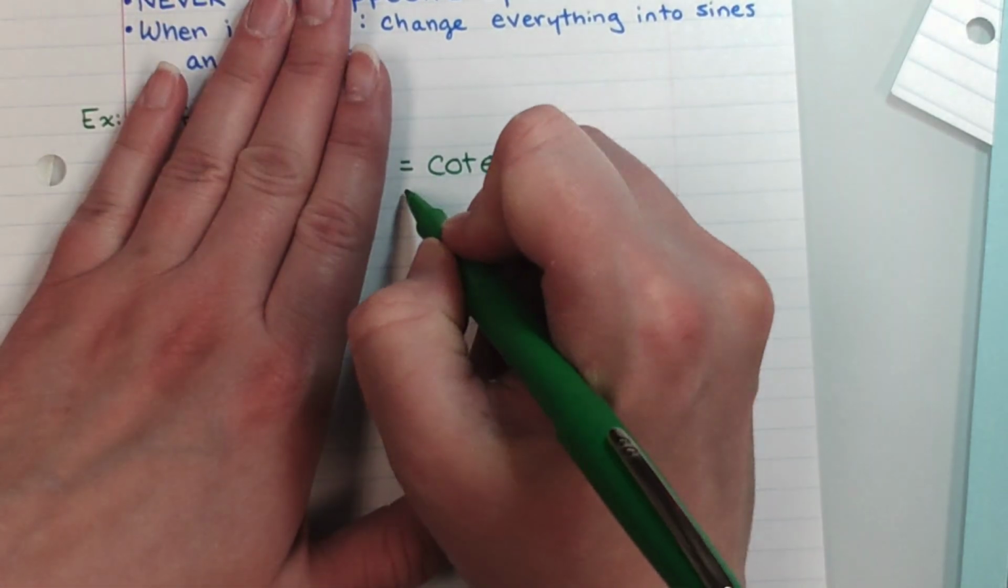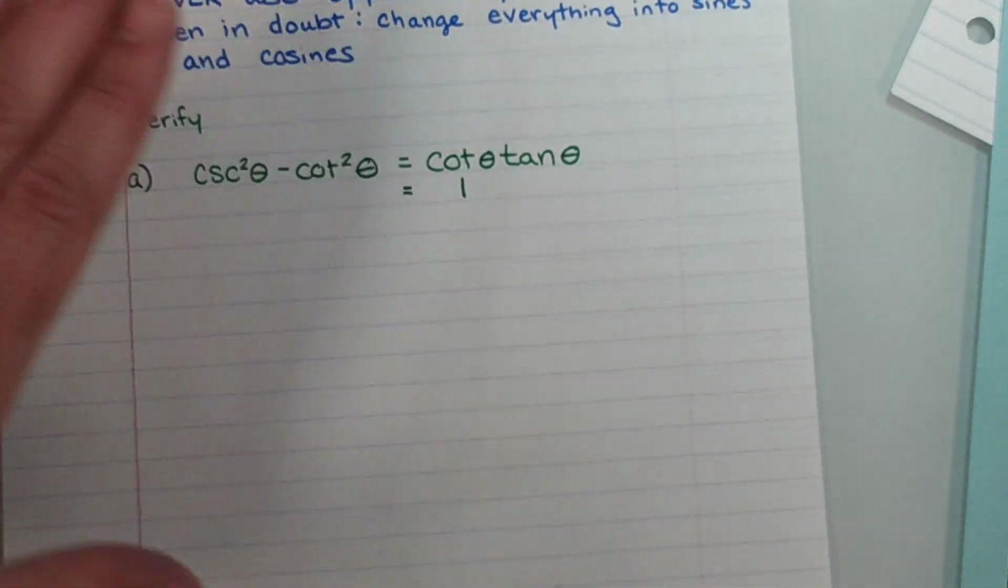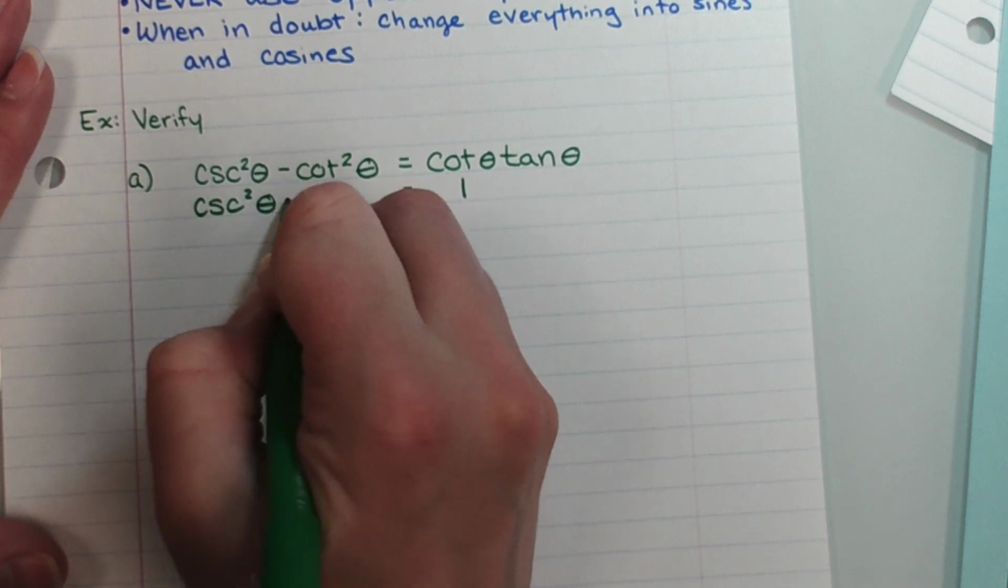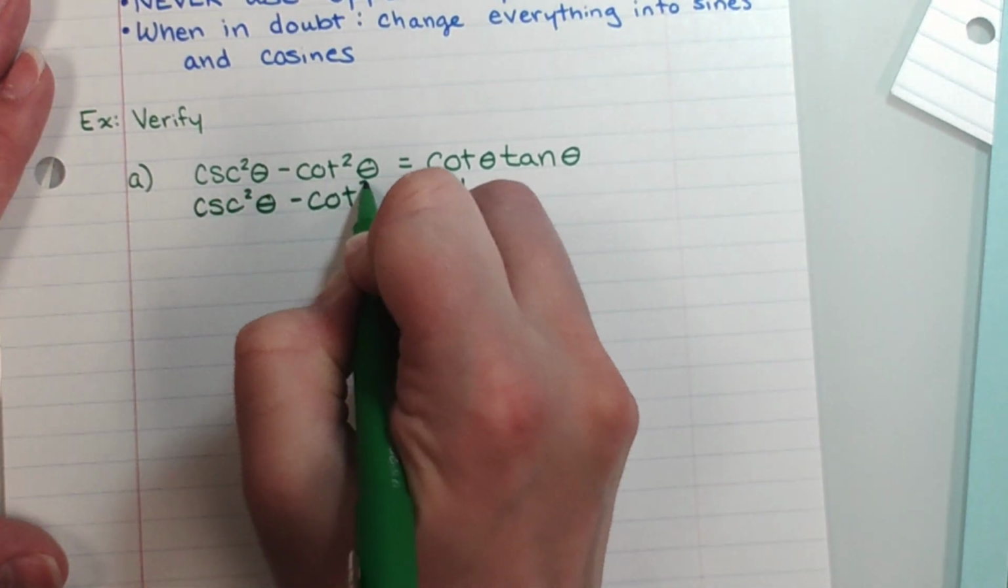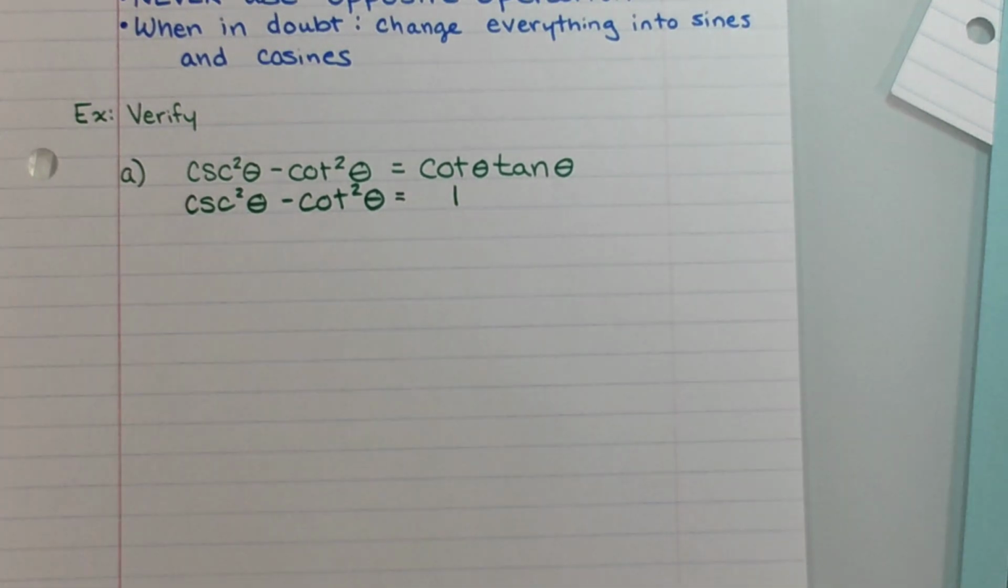Cotangent times tangent: multiplied reciprocals, that's equal to 1. Now, since this is a proof, we must have two sides of the equation at all times. The other side, I didn't touch it, so I turn it back into cosecant squared minus cotangent squared. 1 does not simplify any further, which means I have to work on the left side of the equation now.